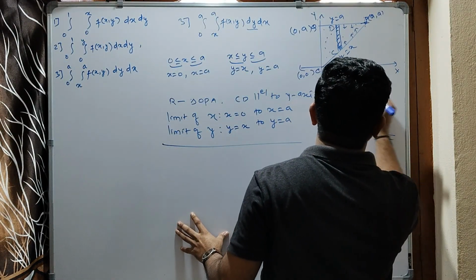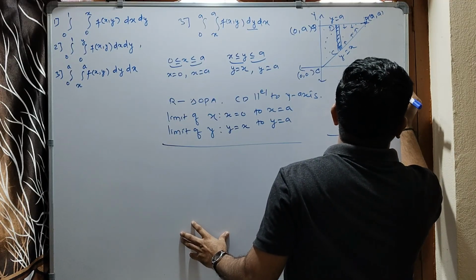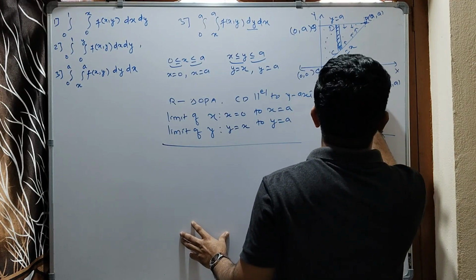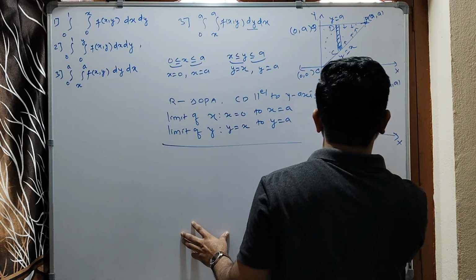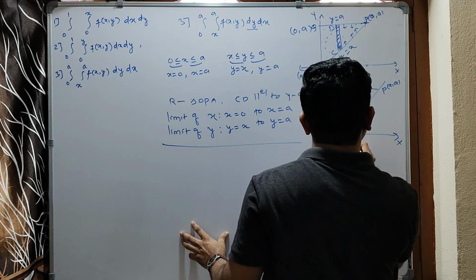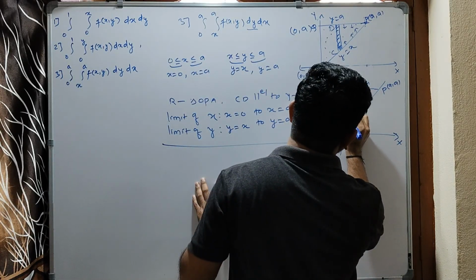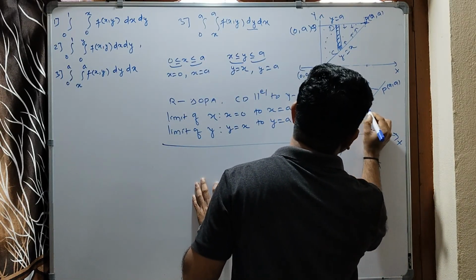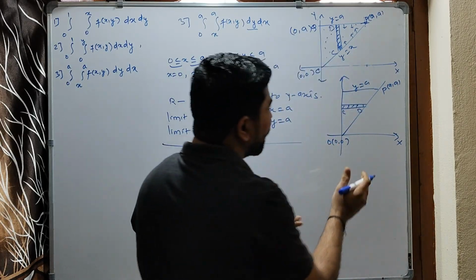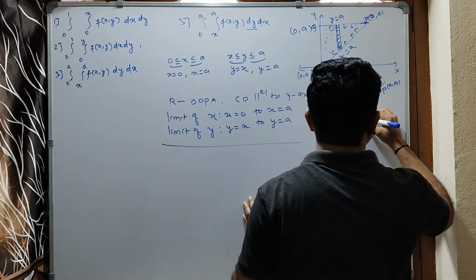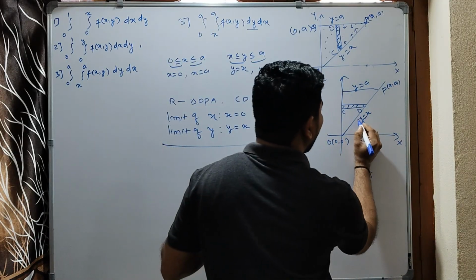So here this is the region. Let's say the point P is (a, a). This is the line y equal to a. This is the y axis, this is the x axis and this is the origin (0, 0). Now I want to cover this whole region with the help of the horizontal strip CD, which is parallel to the x axis. This is the line y equal to x, or x equal to y.